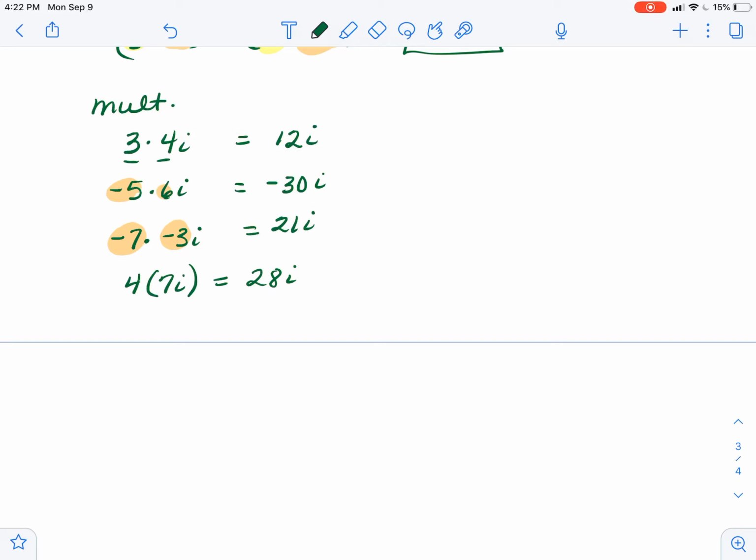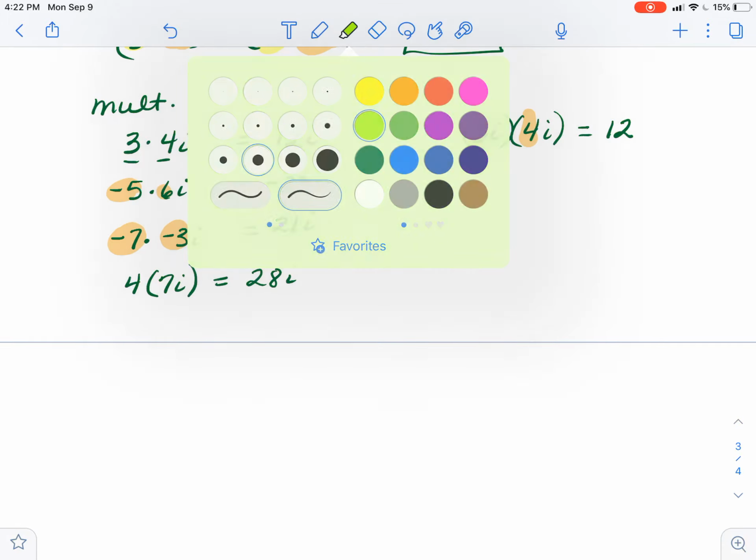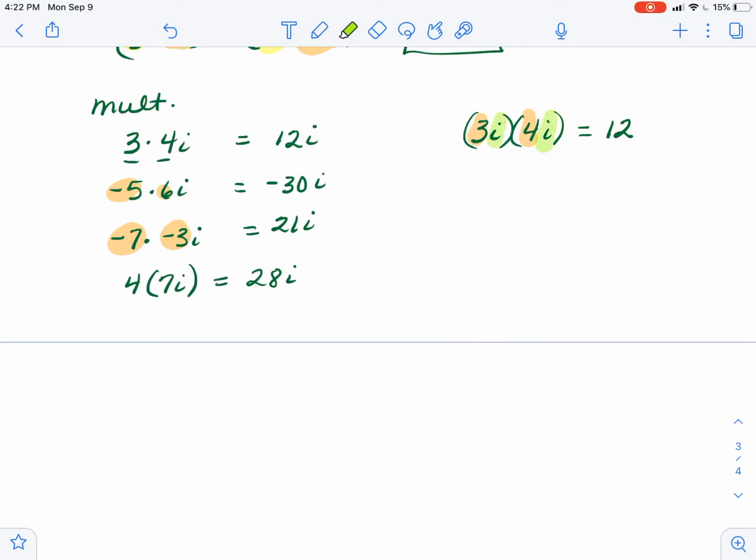Okay, now let's put, and I'll put these in parentheses, maybe that helps you. I'll do them both ways. Now they both have i's. Okay, so the 3 and the 4 do normal, that's 12, just regular multiplication of real numbers. And then we're going to do our imaginaries. So I have I times I, which is I squared. But again, remember, I squared is a -1, so this answer is a -12.